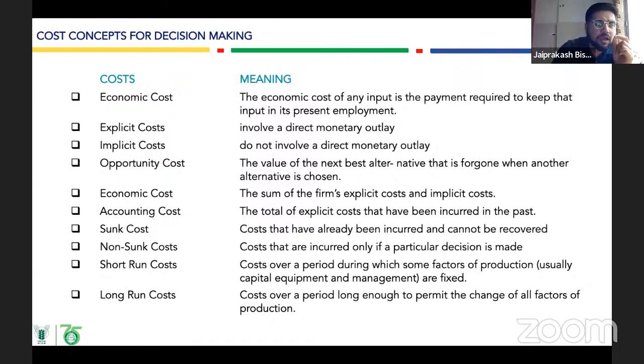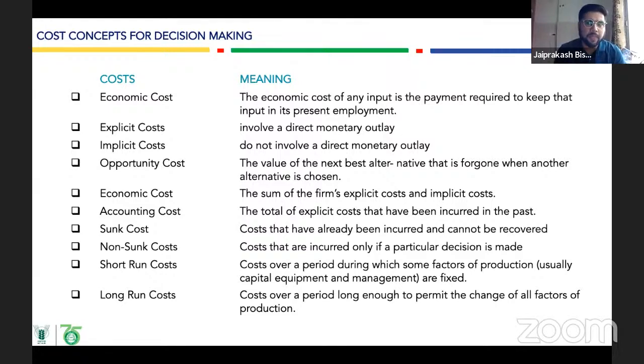Okay. Then second is your economic cost. As I have already discussed earlier, if you have to compute the economic cost, it is the sum of explicit cost and implicit cost. So whatever cost he has incurred by paying money to outsiders, and the cost which he has not incurred exactly by paying himself, but that cost he has incurred, that is his economic cost. And accounting cost. Accounting cost does not include the implicit cost.